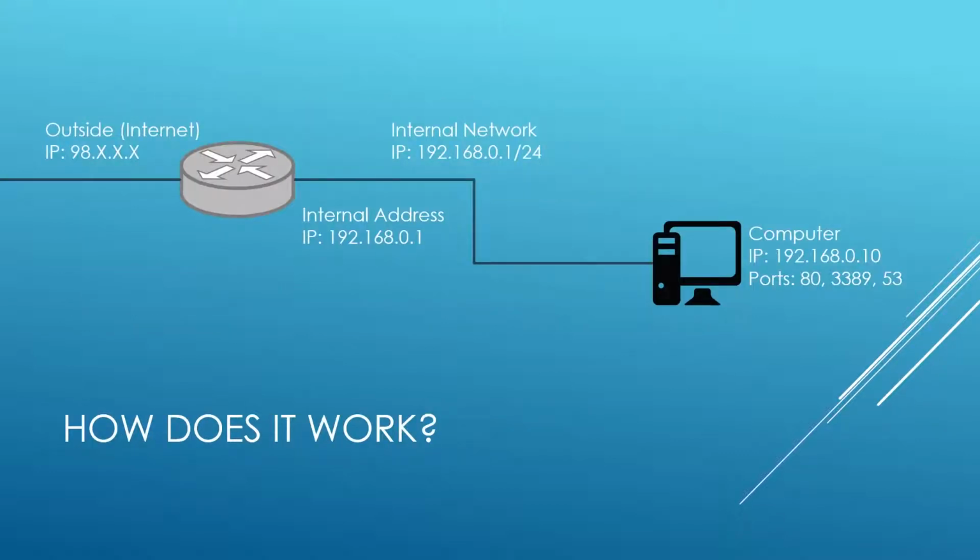So this is a basic network. As you notice, I have an outside. We have the outside internet right here, which goes into our router. Our router then has a network of 192.168.0.1. /24 means mask. That's basically what subnet I'm going to be using.